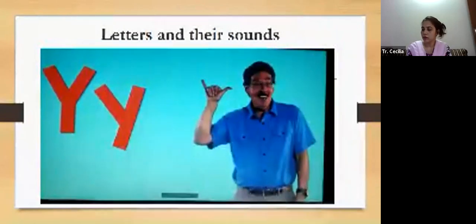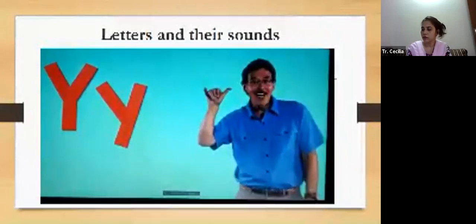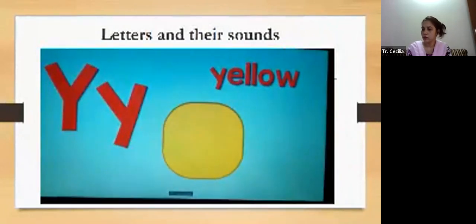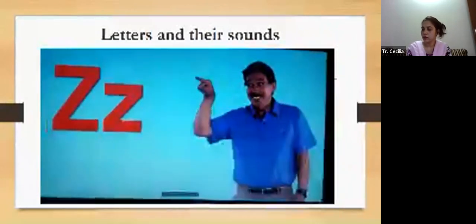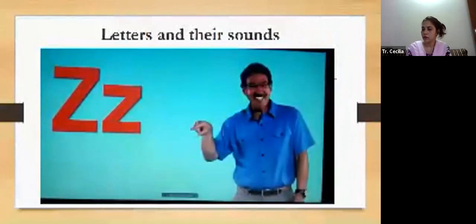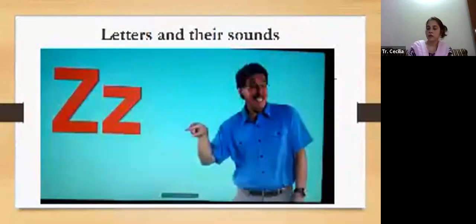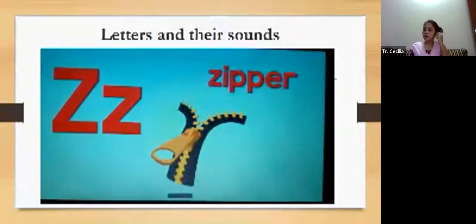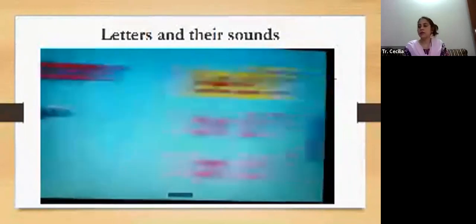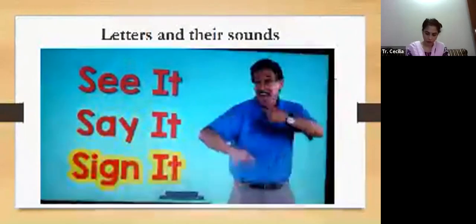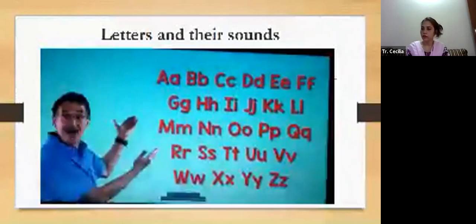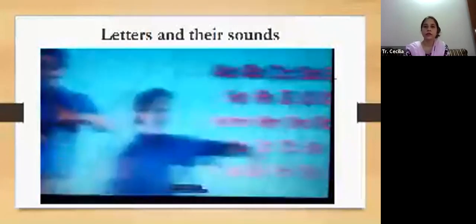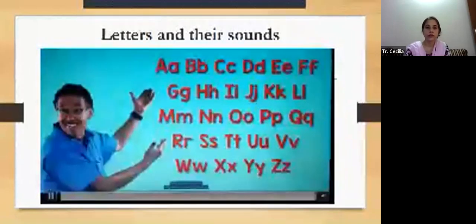Y, this is the letter Y. Yo-yo. Yellow. Z, this is the letter Z. Zebra. Zipper. See it, say it, sign it. The letters of the alphabet. See it, say it, sign it. The letters of the alphabet.